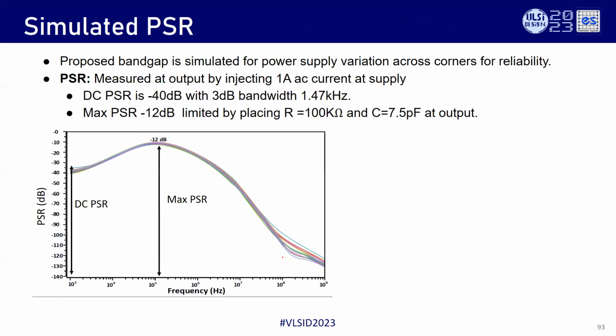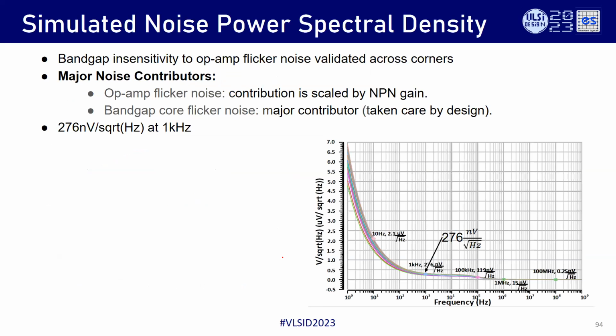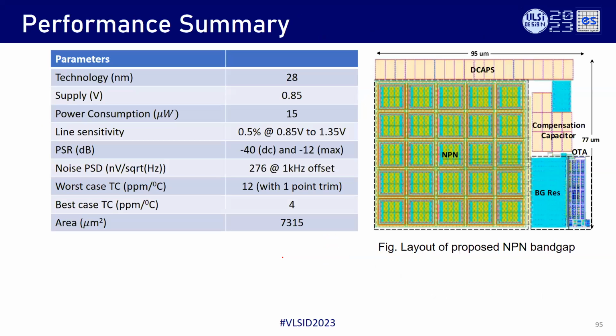So these are the supply sensitivity, PSRR and all, and this is the noise. Noise is not great, like 276 nanovolt per root Hz, and this is how it had been laid out, and mostly dominated by, like most of the bandgap's area is dominated by either BJTs and resistors.